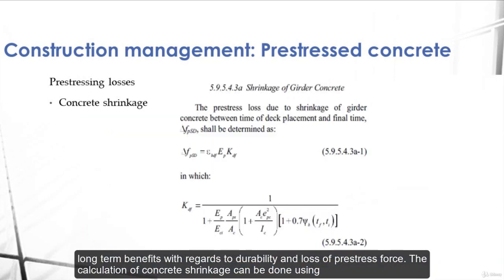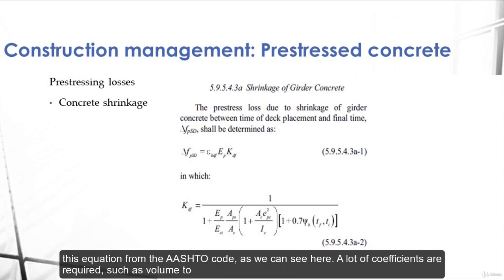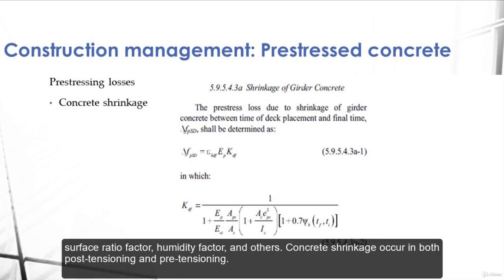The calculation of concrete shrinkage can be done using this equation from the AASHTO code. As we can see here, a lot of coefficients are required, such as volume to surface ratio factor, humidity factor, and others. Concrete shrinkage occurs in both post-tensioning and pre-tensioning.